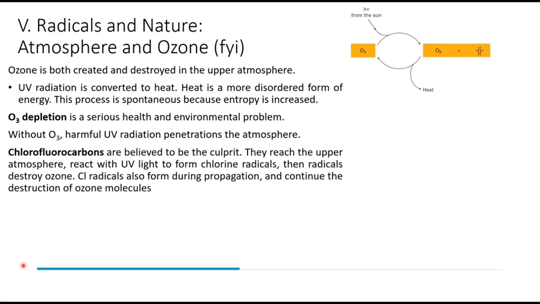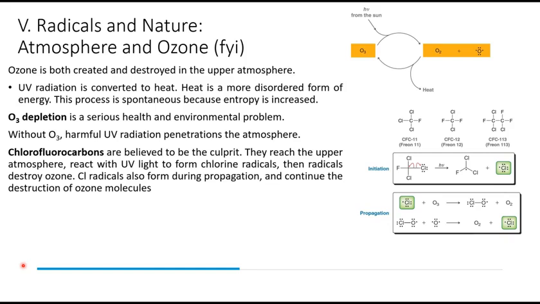Chlorofluorocarbons are believed to be the culprit. They reach the upper atmosphere, react with UV light to form chlorine radicals, and then the radicals destroy ozone. Cl radicals also form during propagation and continue the destruction of ozone molecules. Here is the initiation step and the propagation step, and there are different CFCs.